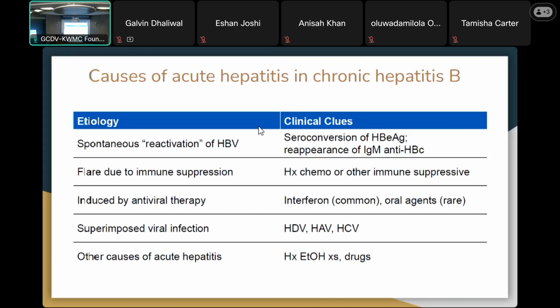And then immunosuppression we talked about, like rituximab. And then interferons, we don't use it anymore, so we don't have to worry about that. And then that's why we do all the other hepatitis checks, because they can have superimposed Hep C, they can have Hep A or Hep D if their surface antigen is positive, or other causes of liver disease like alcohol use, medications. There's a ton of them, but these are the different scenarios.